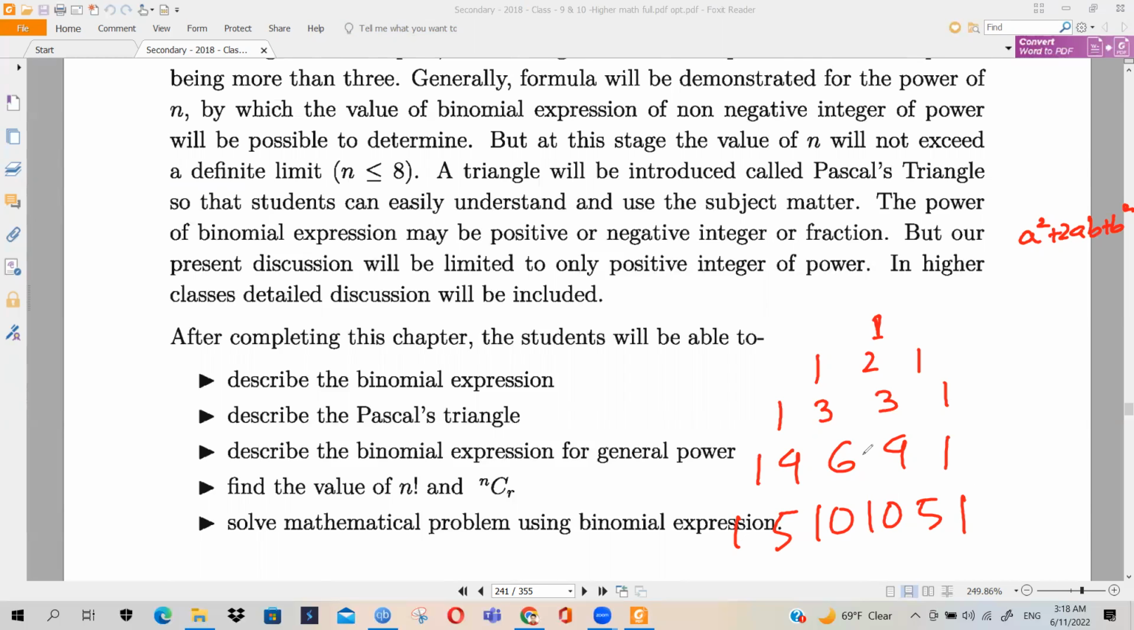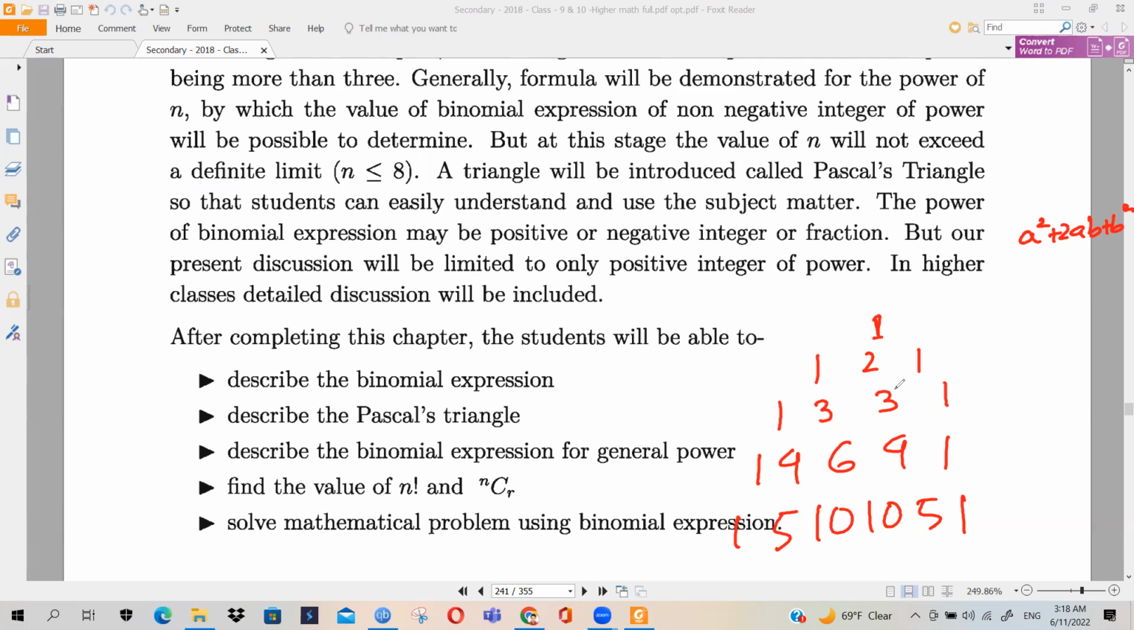So why is it significant? It is significant because we cannot memorize all the formulas for various exponents. If the exponents are very high, then it is very difficult for us to remember all the formulas. So that is why we can use this to calculate the coefficients.